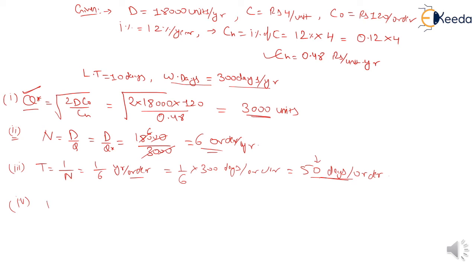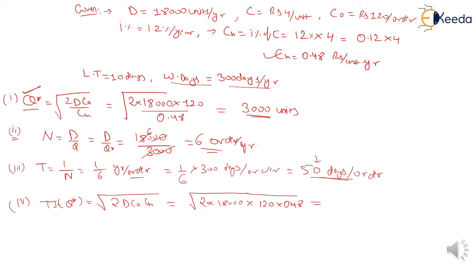Fourth one, calculate the optimal cost. It is nothing but the total inventory cost corresponding to Q star. In the previous session we discussed that the total inventory cost corresponding to Q star is nothing but the square root of 2D C0 CH. Putting in the values given in the question: D is 18,000 units per year, C0 is 120 rupees per order, and CH is 0.48 rupees per unit per year. Calculate this term.